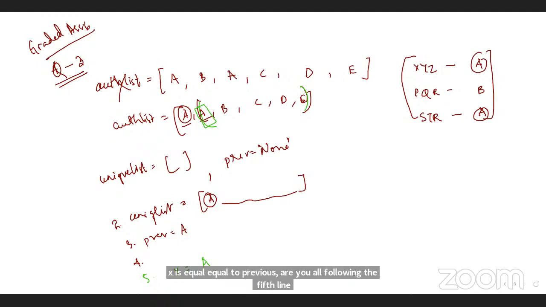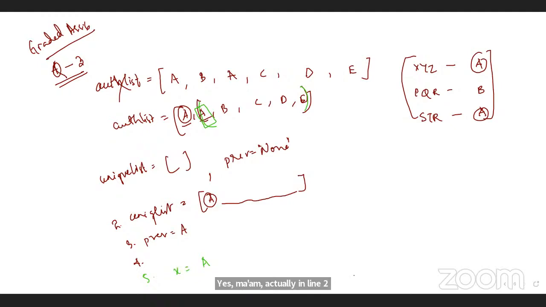Yes, ma'am. Actually, in line 2, how could it be unique list plus first author list, if we are starting the procedure right now? See, later on, after going through the entire code, we'll try to figure out the error. But as of now, let us analyze what this code is trying to do. And if we do not reach our goal, then we'll figure out what the mistake is. Okay. See, as of now, statement 2 is a safe statement.